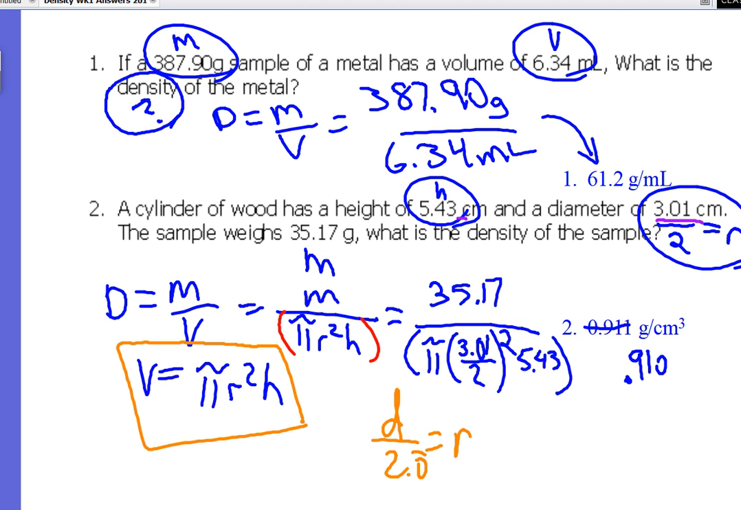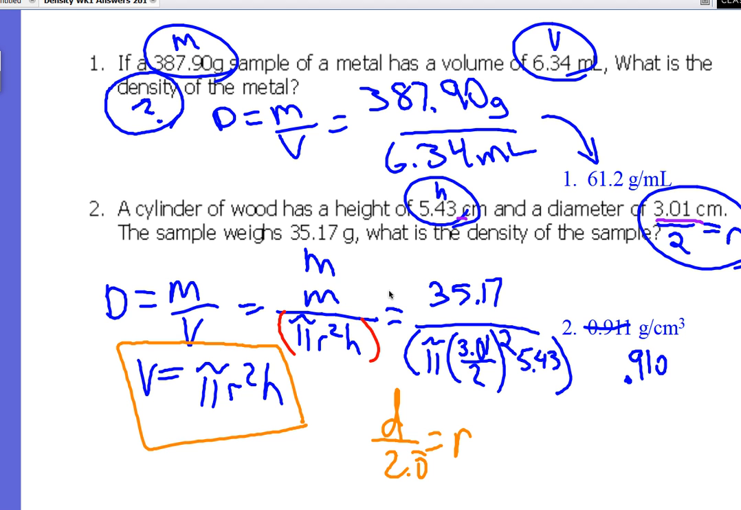In number 2, we have a cylinder, so we have to solve for the volume. So I have the mass here divided by the volume. And this is the volume of a cylinder equation, pi r squared h. So I said pi r, diameter divided by 2 is r, squared, and then the height.